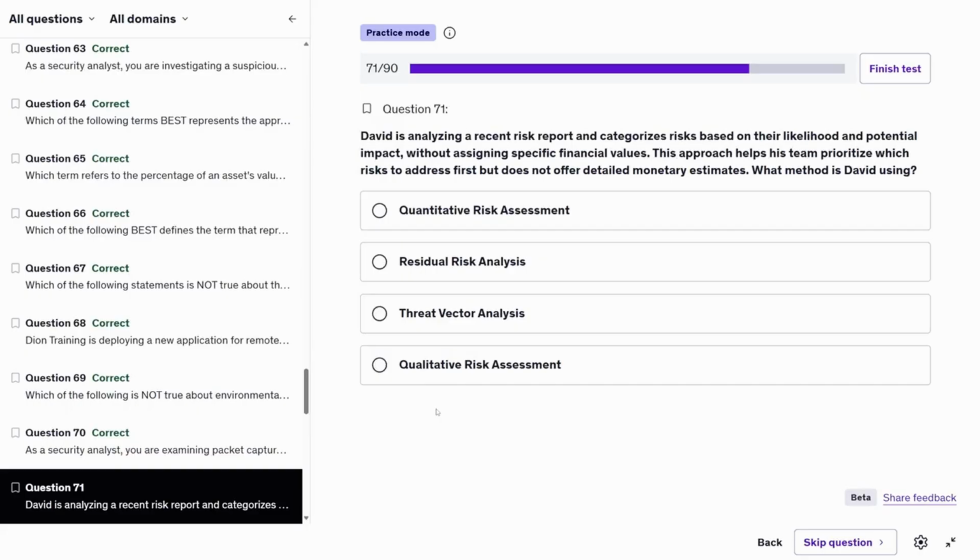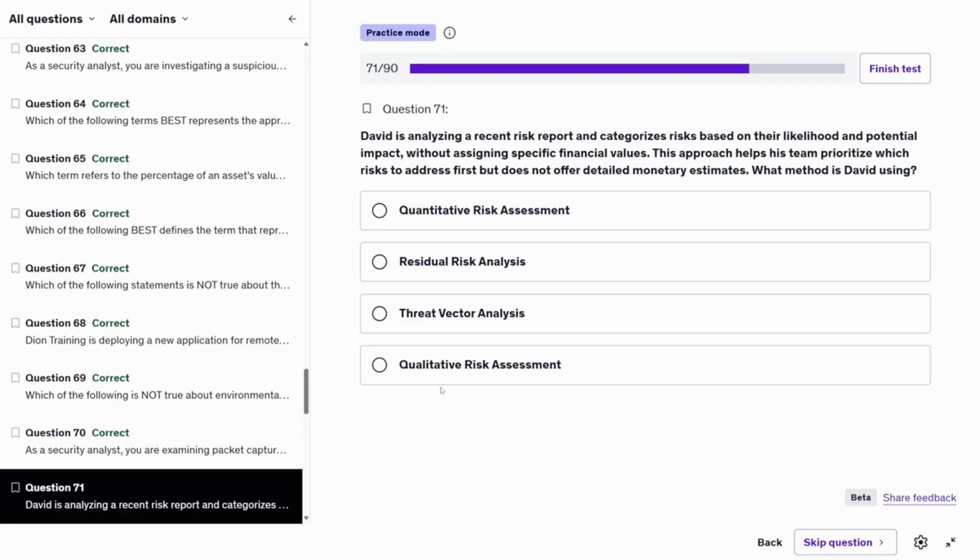David is analyzing a recent risk report and categorizes risks based on their likelihood and potential impact, without assigning specific financial values. This approach helps his team prioritize which risks to address first, but does not offer detailed monetary estimates. What method is David using?